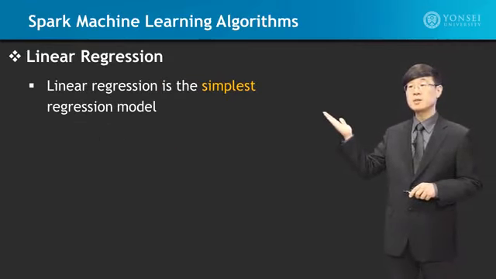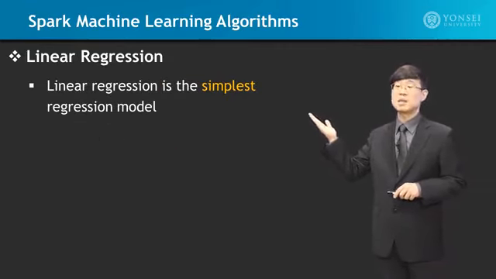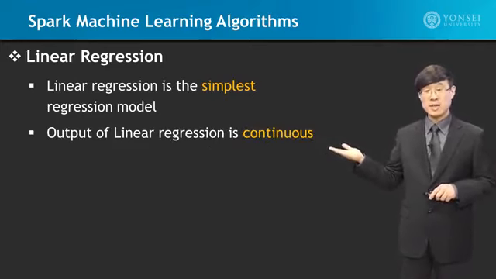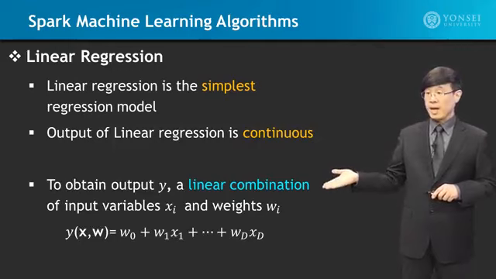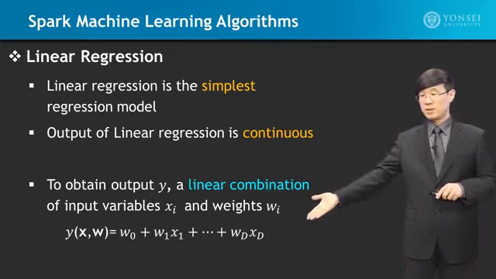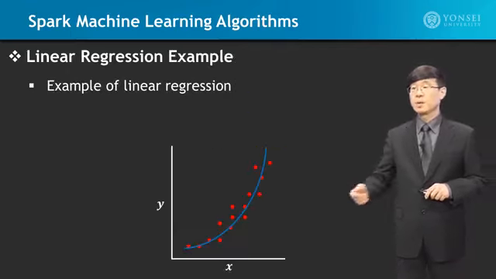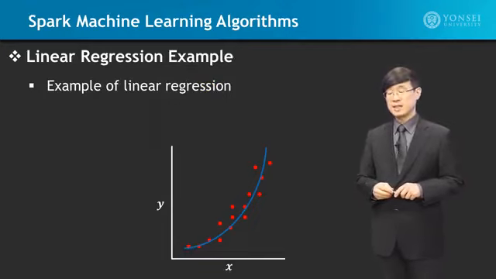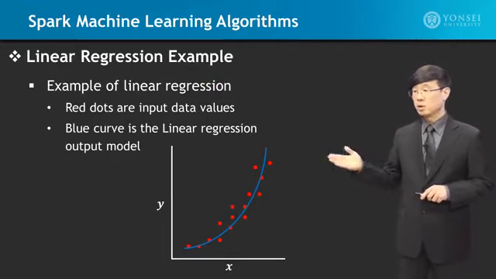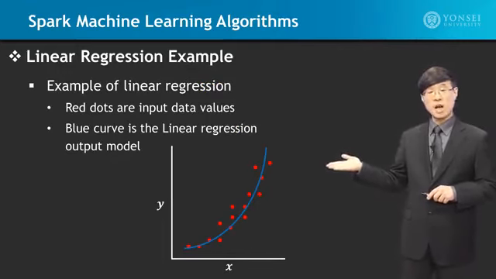Looking first into linear regression, which is the simplest regression model. The output of linear regression is continuous. To obtain output y from a linear combination of input variables x and weights w, you can see it right down there. Here, an example of linear regression is like this, where the red dots over here are the input values, and the blue curve is the linear regression output model.